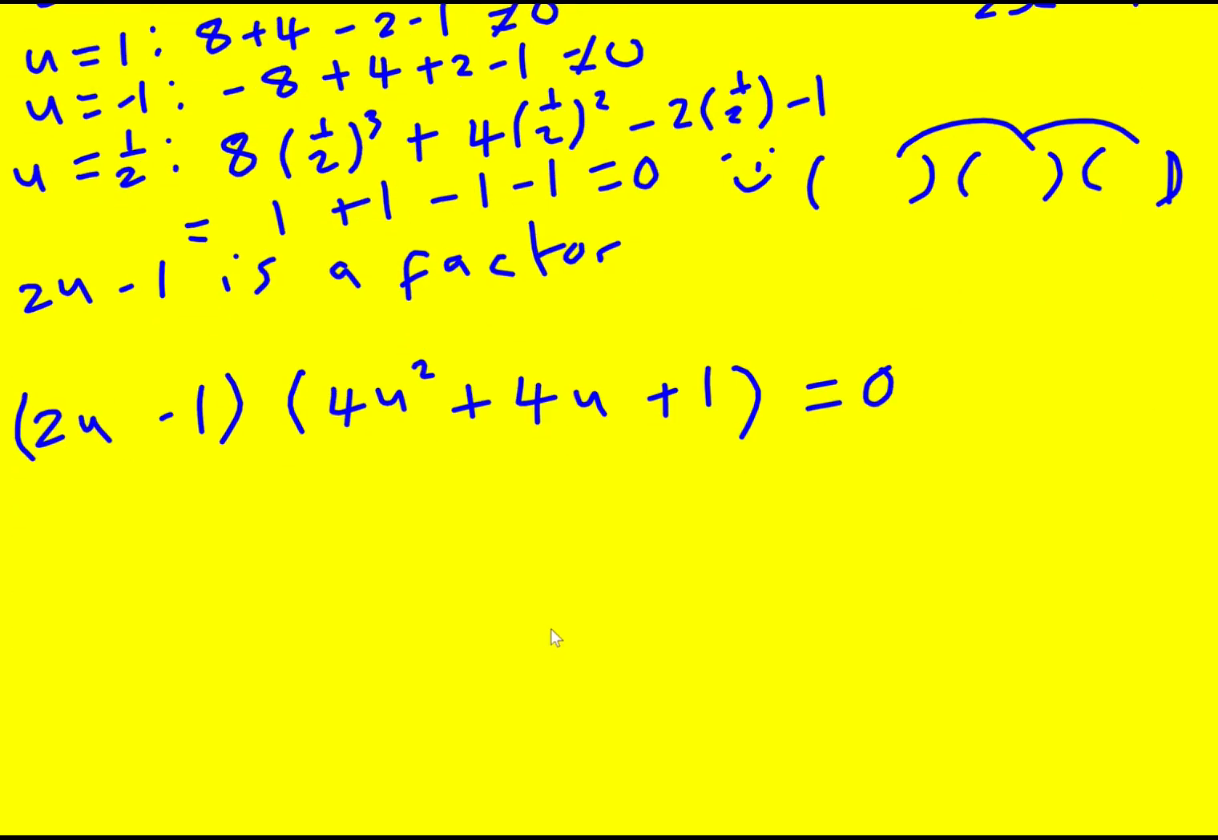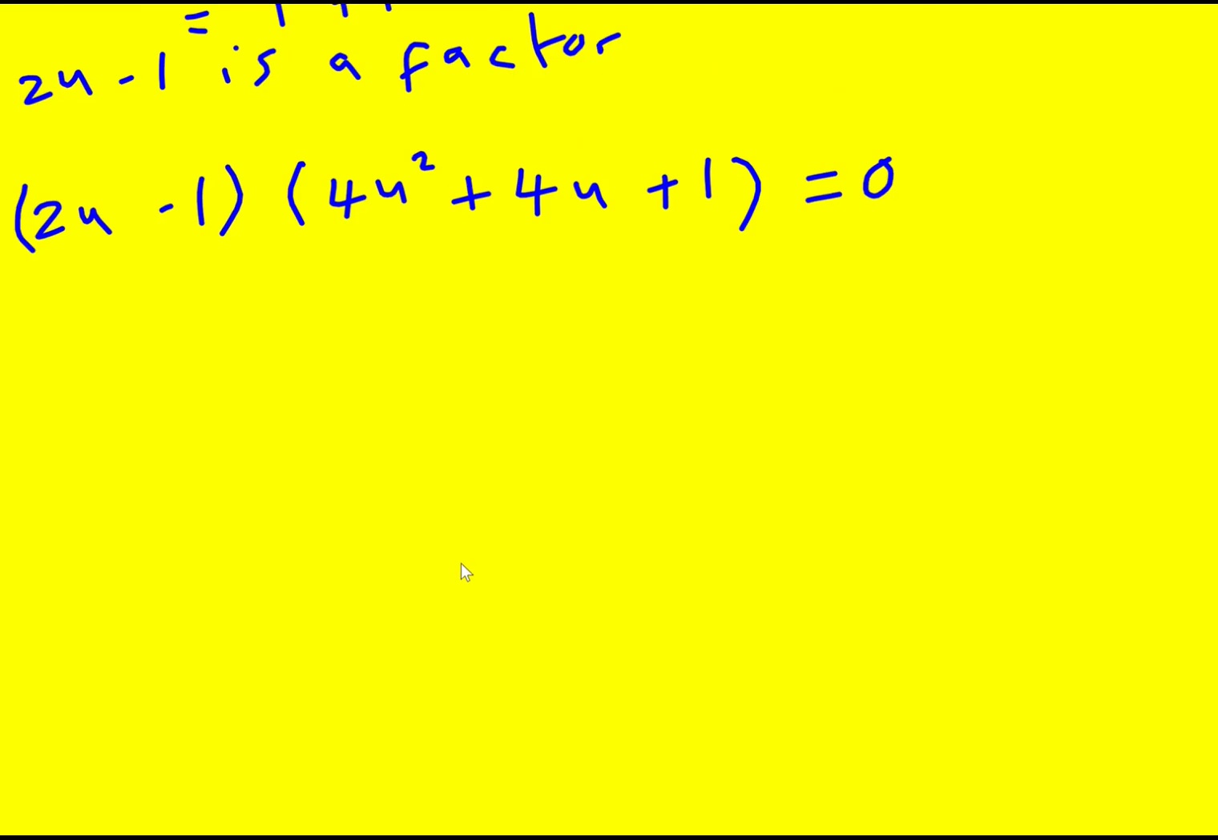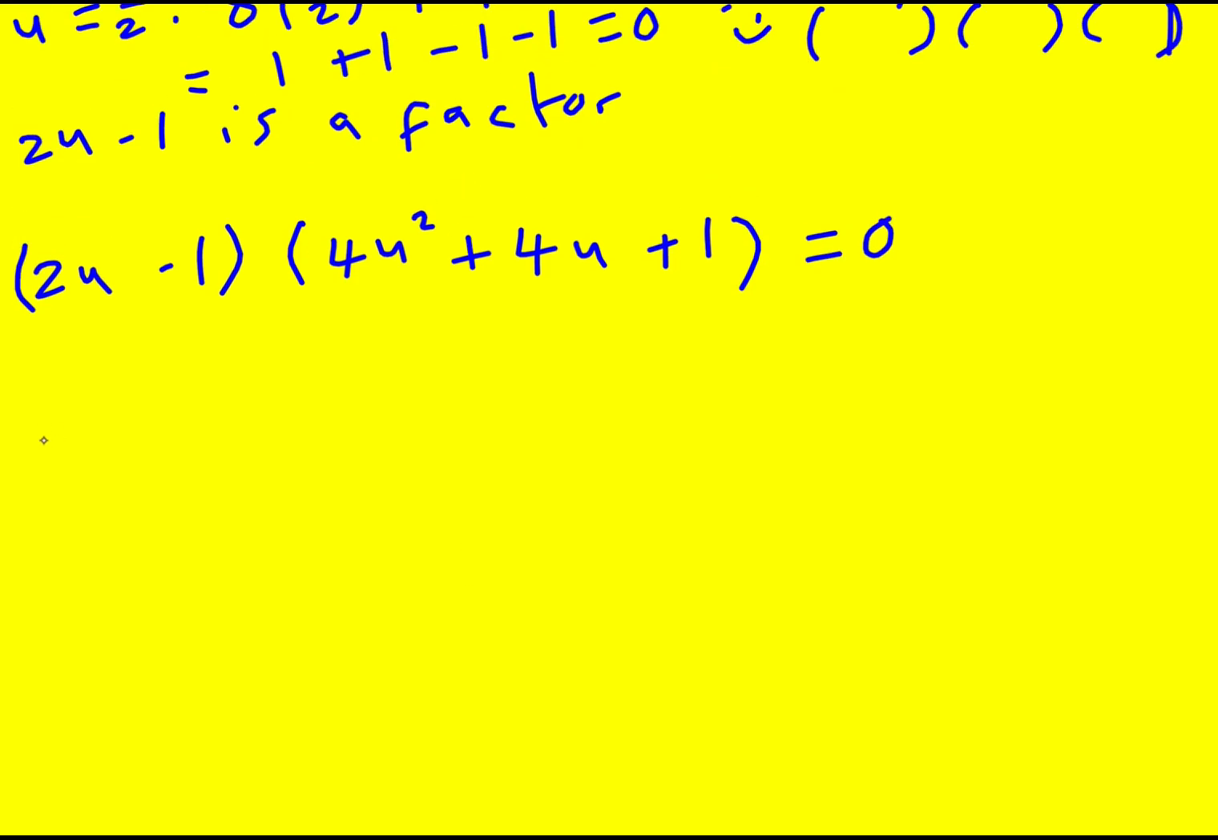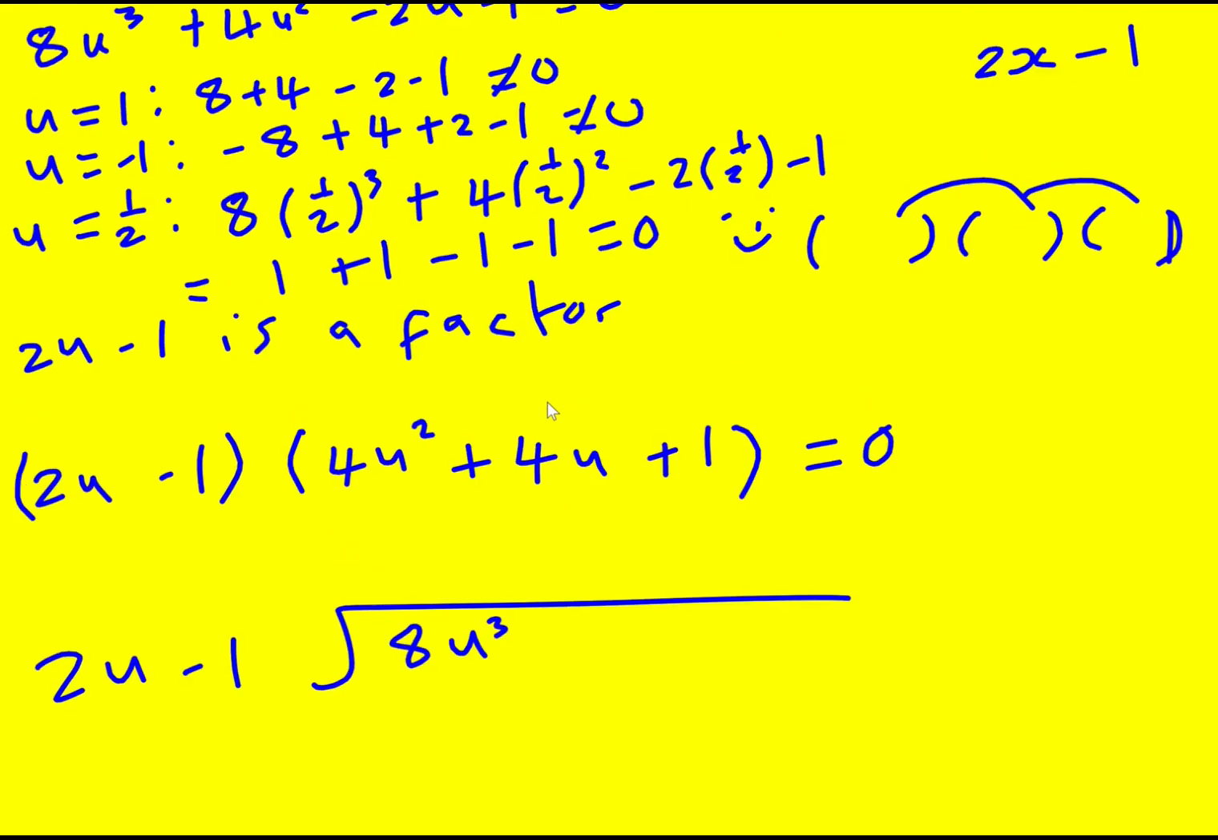Now, if you're not familiar with that, and to be honest, I've not done that for a long time, then a much better way is to do polynomial division. Of course, I'm assuming that you've done all these topics before, otherwise this isn't going to make a whole lot of sense. So this is a version similar to long division to divide polynomials. Okay, so 8u cubed divided by 2u is 4u squared.